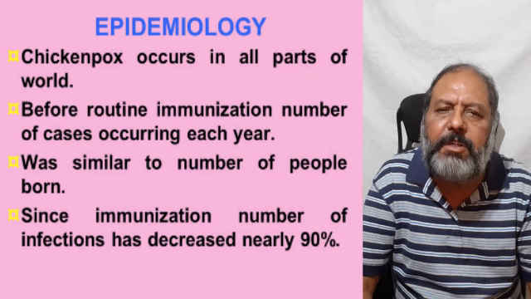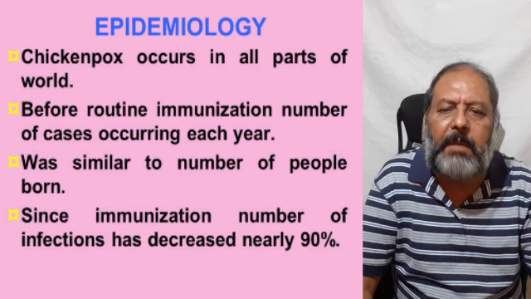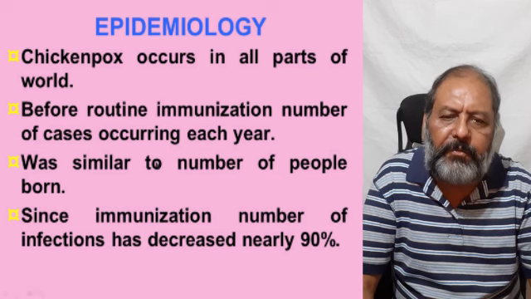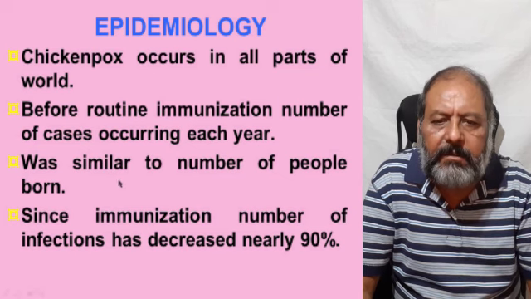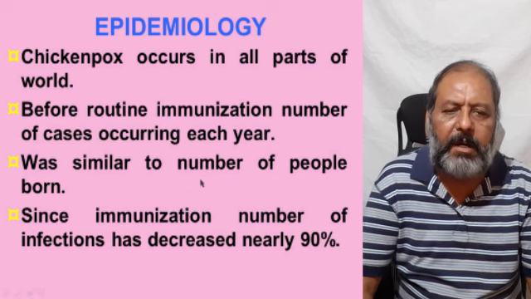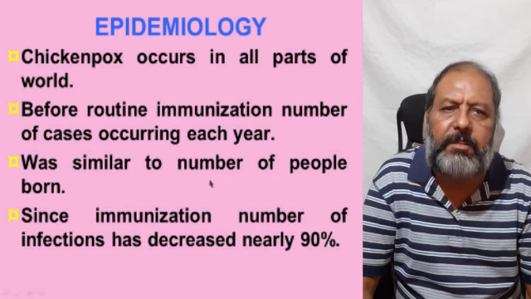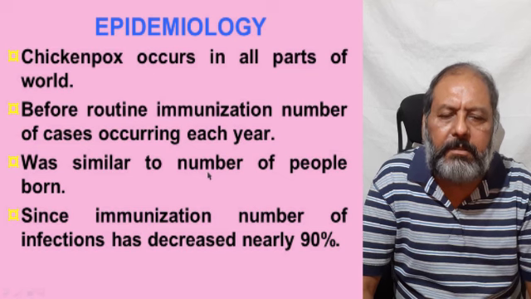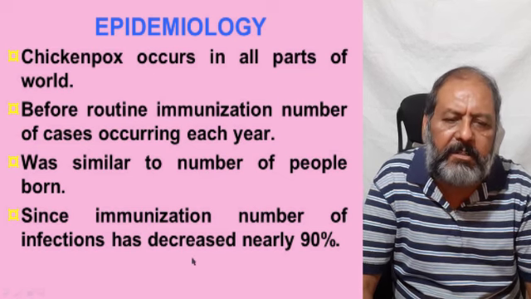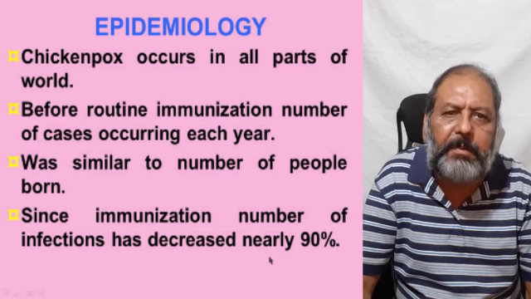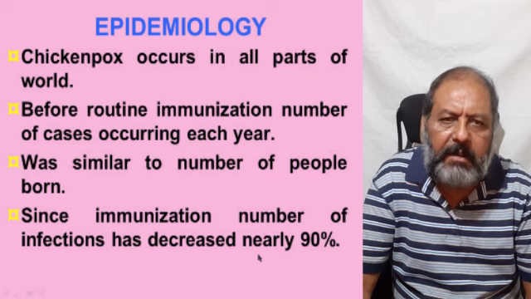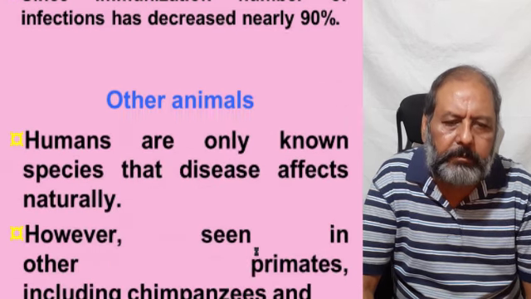Now, epidemiology: chickenpox occurs in all parts of the world. Before routine immunization, the number of cases occurring each year was similar to the number of people born. So every kid was going to have this problem in his or her life. Since immunization, the number of infections has decreased about 90%, and only a few people, those who are not immunized, are going to have this now.